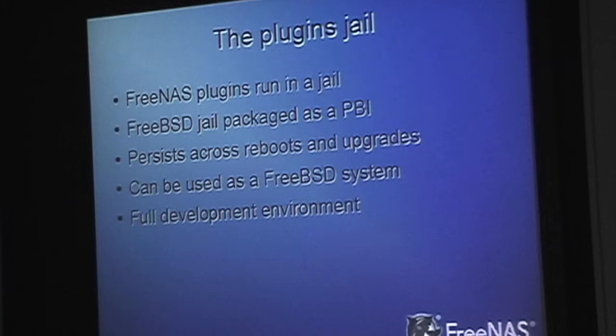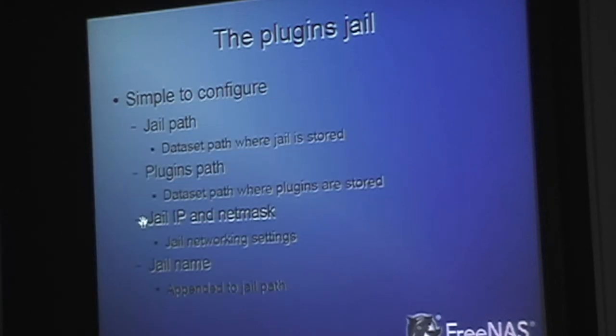The plugin jail that we provide is a full-fledged FreeBSD system. It's just an install world, you know. Whereas the FreeNAS-based system is rather limited. It only has the tools that we need. The jail itself has a compiler and Python and various packages in it. It's a FreeBSD system, and you can use it to do other development, like plugin development, for instance. Configuring the jails is a straightforward process. You configure the path where the jail is located, you configure a path where the plugins are stored, and you give it an IP address, and that's it.